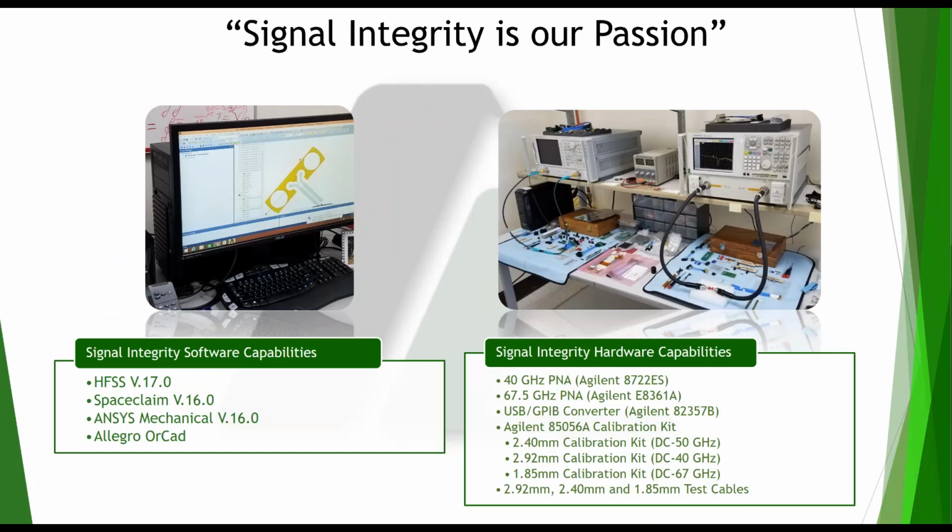Here's just a look at what we have in-house that gives us our advantage to do all our testing. We have a number of software capabilities: HFSS, Ansys Mechanical, Allegro. We also have the hardware capabilities of a 40 gigahertz PNA, but also a 67.5 gigahertz PNA. Obviously, as we continue to push forward in the industry, and the industry predicts that we need higher bandwidth, we have continued investment to keep pace with the frequencies our customers are pushing.